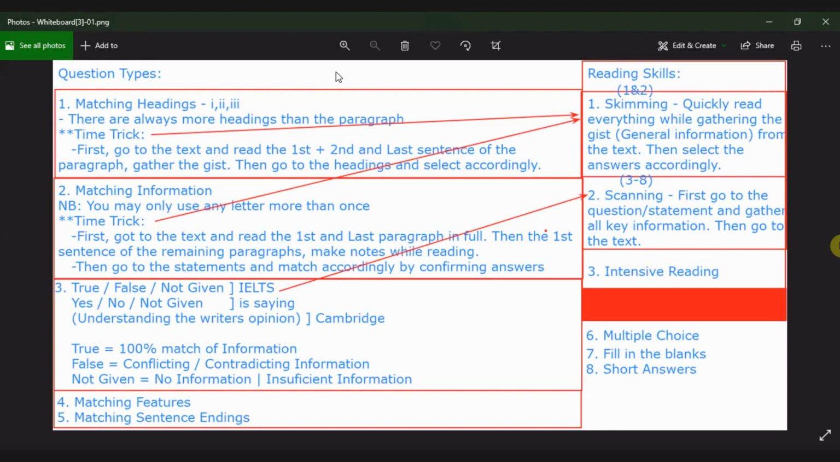Let me explain it further. When it comes to skimming, it requires you to read faster than your average reading speed. We all have different reading speeds. Some people can read faster than others, and some people read slower than others as well. But the main thing when it comes to skimming is that you have to read faster than your average reading speed.